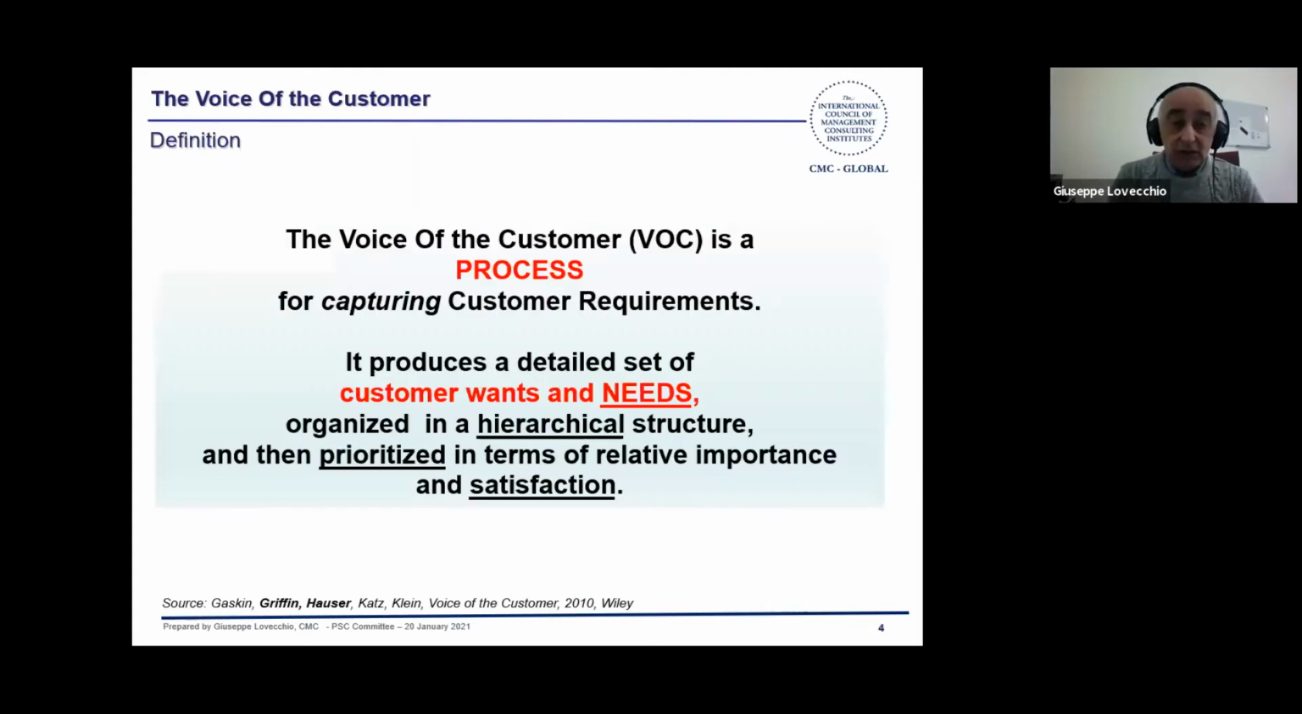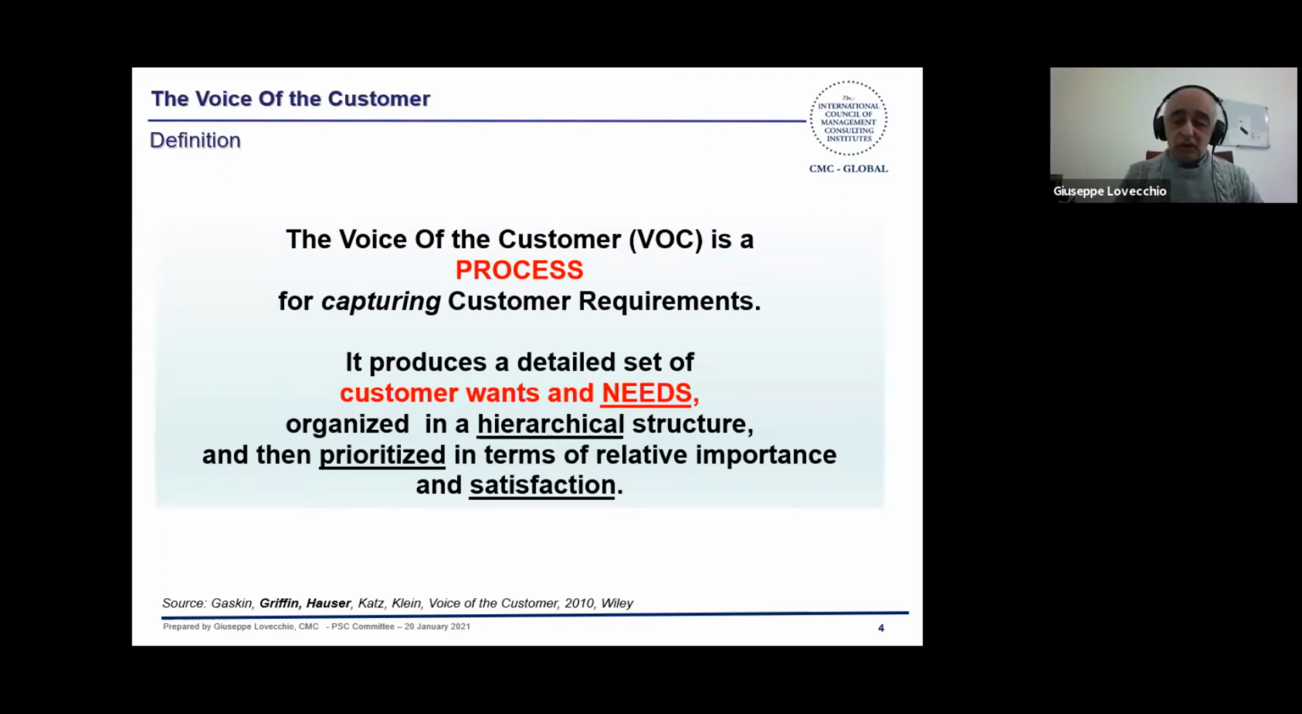So some definitions, of course, because this is new stuff, we can say, in our process. In fact, the Voice of the Customer is a process for capturing customer requirements. But what customer requirements? Not only the wants, but also the needs. And all these needs to be organized, to be structured in a hierarchical way, and given a prioritization in terms of relative importance for customer satisfaction.